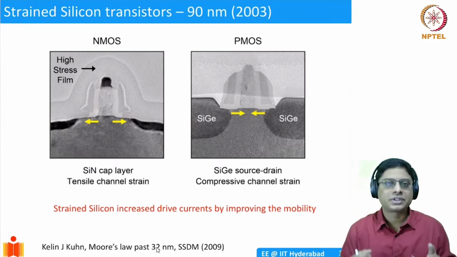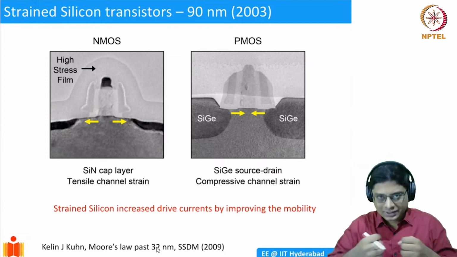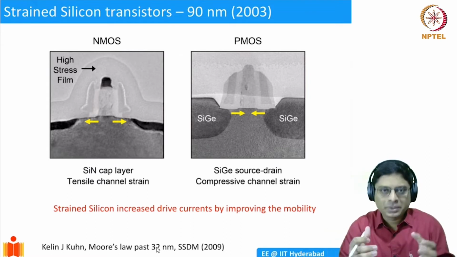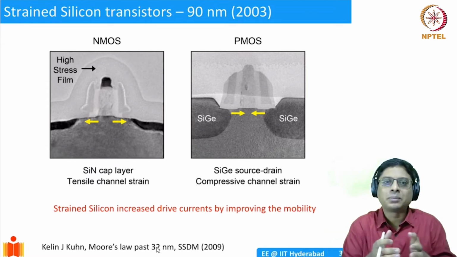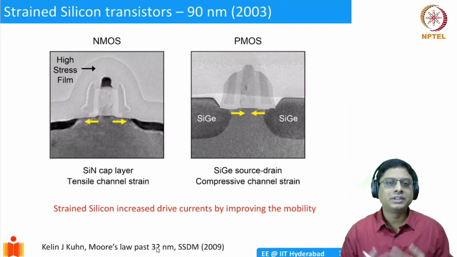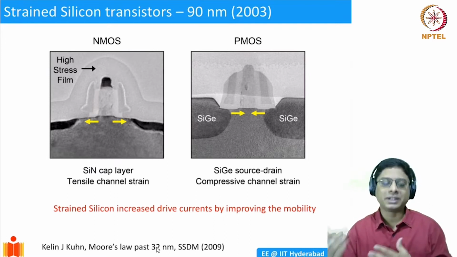Let's say the lattice constant is 5.4 angstroms. I can stretch it and make it 5.5 angstroms. If I do that, I'm applying a tensile strain. And if I compress it, so that my lattice constant becomes 5.3, then I'm applying a compressive strain. This can be done by incorporating some external materials.